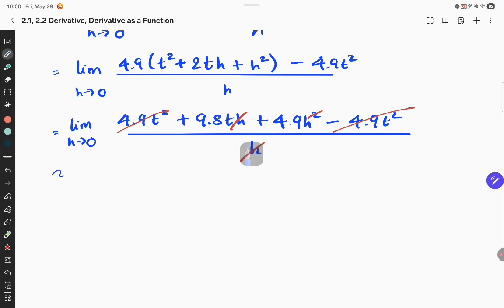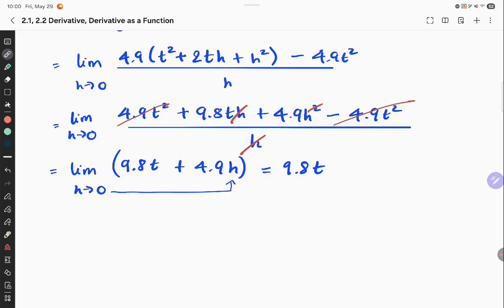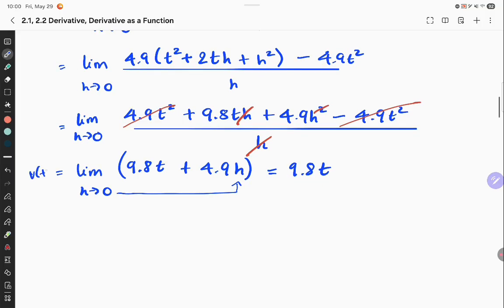Okay, keep going. No more fraction, because no more h on the bottom. So you only have 9.8 t plus 4.9 h. And now you're able to plug in the 0 without a problem. Just 9.8 t, right? With 0 here, this term goes away. So there you go. This is the velocity at any time t.